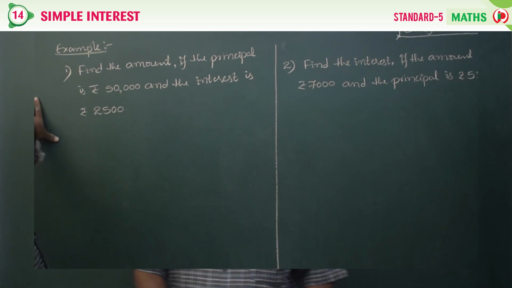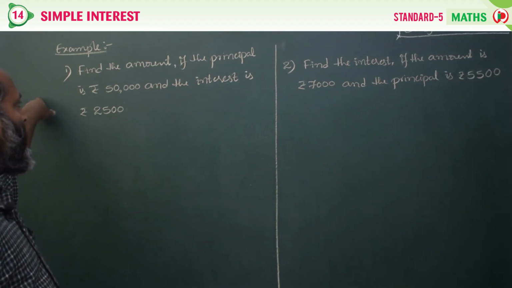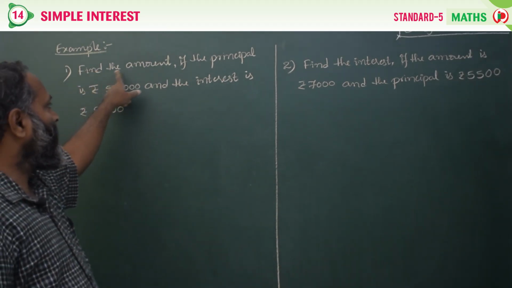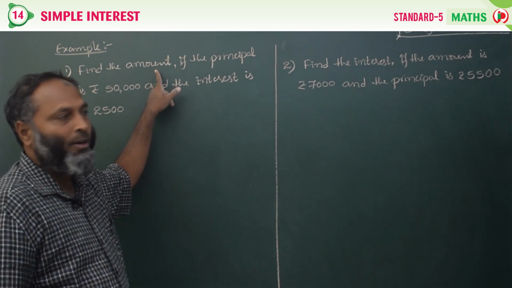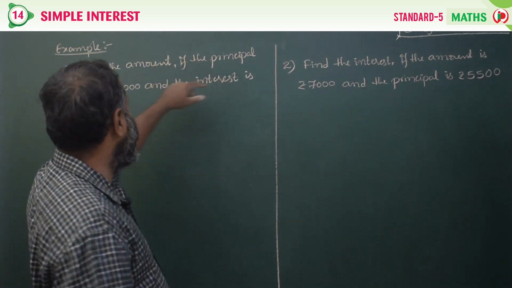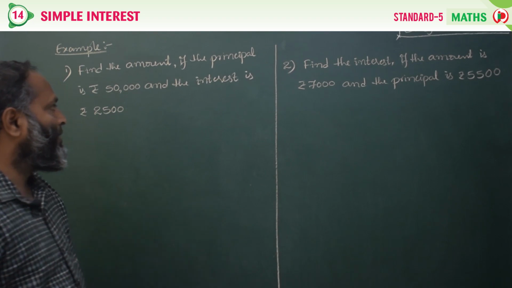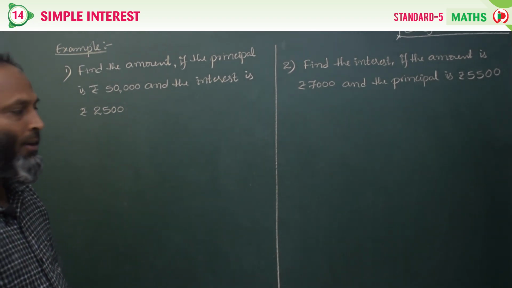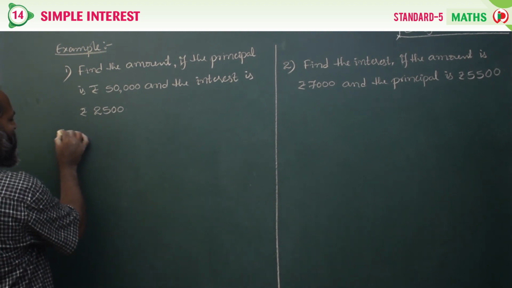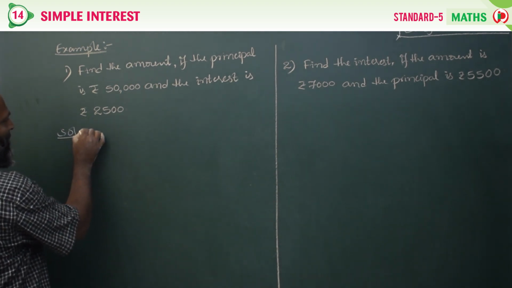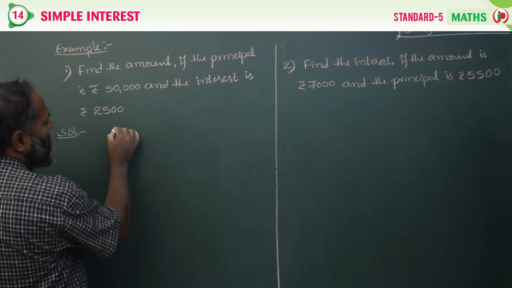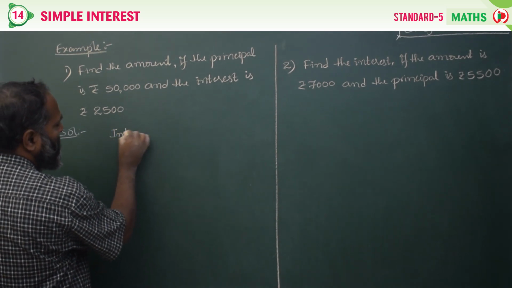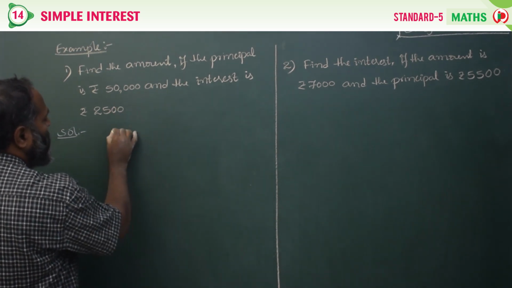Okay. So, in the first example, students, we should find the amount. What is given? The principal amount is given as 50,000 and the interest is given as 2,500. Whatever is given, you should write first. First, the principal amount.